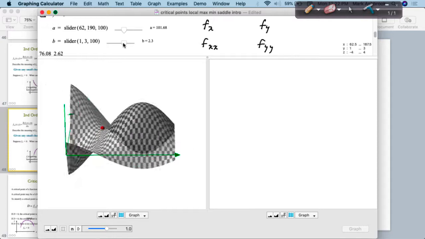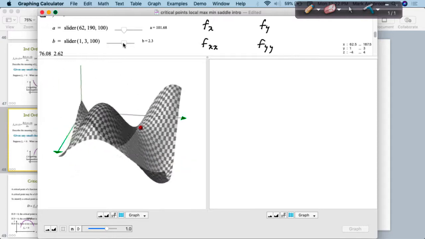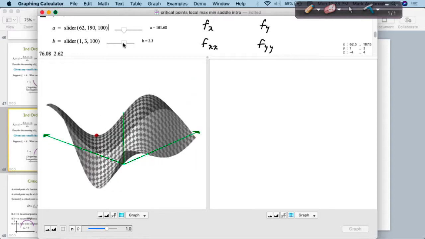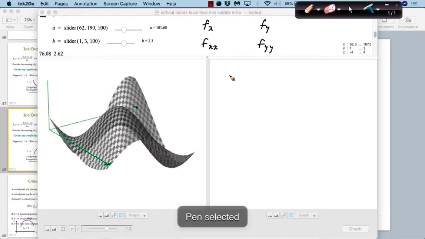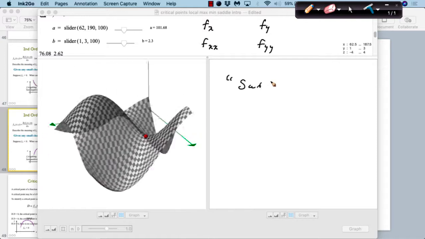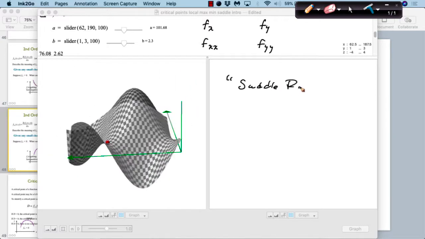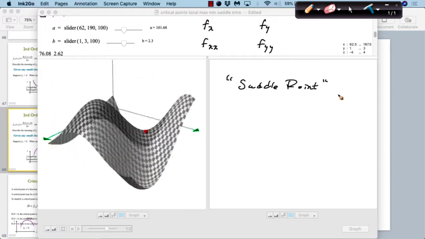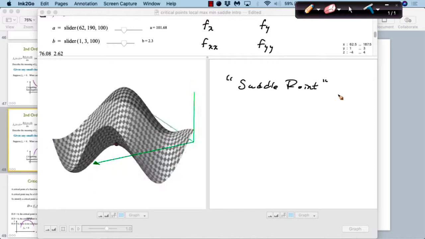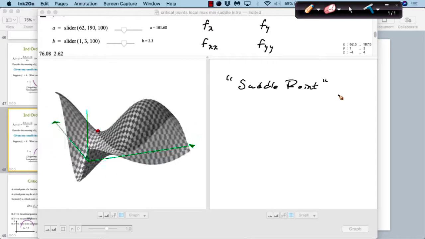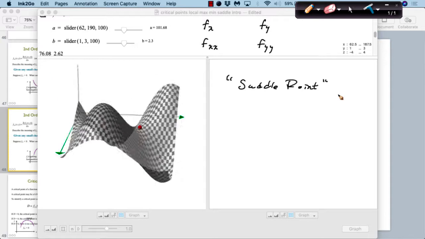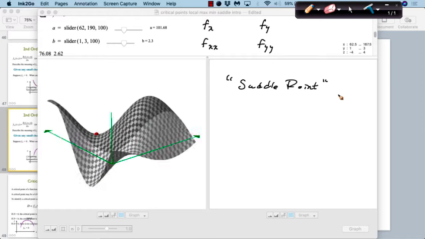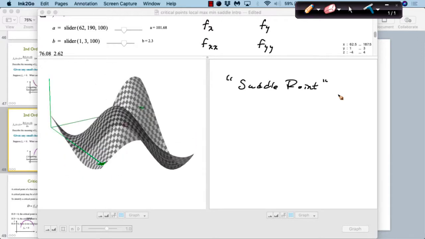So if your first partials are both 0, you're not guaranteed a local max or local min. Here's the case, and it's called a saddle point. In one direction, or multiple, you have a maximum. If you head in that direction, you'd always go down. But in at least one other direction, if you take a step, you go up. So that's a saddle point.